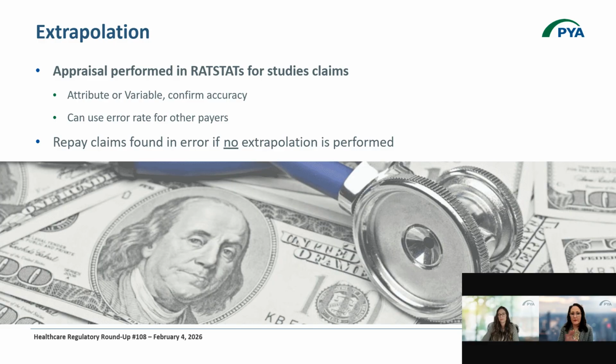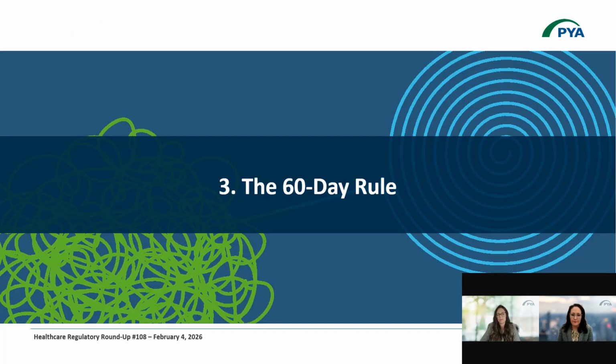And then once you have determined what that error rate is that you're going to apply, or the dollar amount that you're going to determine, then you can apply that same effective error rate to other payers. We usually do this with Medicaid and other payers as well to ensure that we're covering any other government payers that we feel like should be addressed. So then if no extrapolation is performed because you have a low error rate, for example, and you determine where that threshold is, then you need to refund those claims within 60 days at that point.